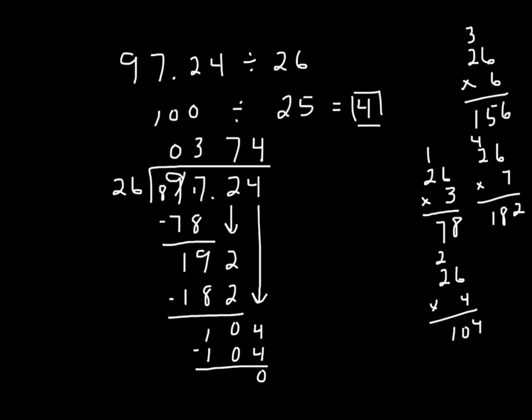Now there's two things I can think about on this. We can go back to our magnitude estimate, and our magnitude estimate was 4. That's in the ones place, so our answer is going to be in the ones place. Or another thing to think about, when you're doing traditional division or long division, your decimal point just goes straight above the decimal point that you already have in the dividend. Just bring that decimal, slide that decimal point right up. So the answer for 97 and 24 hundredths divided by 26 is going to be 3 and 74 hundredths.